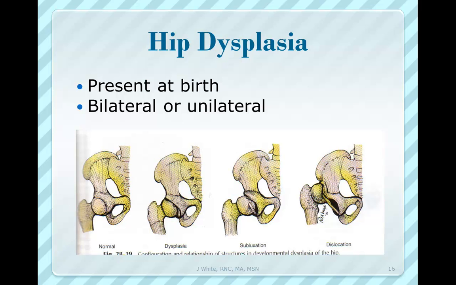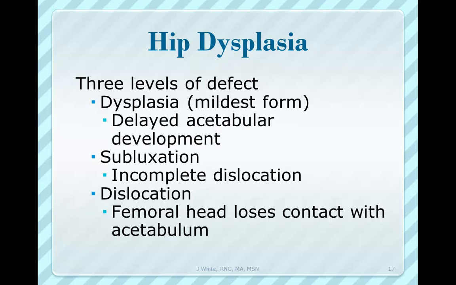So we have a subluxation or subluxatable, which means dislocatable, and then we have the one that's already dislocated. Okay, subluxatable, the head of the femur can come out of the acetabulum. Dislocated, it is out of the acetabulum. So we have our levels of it.